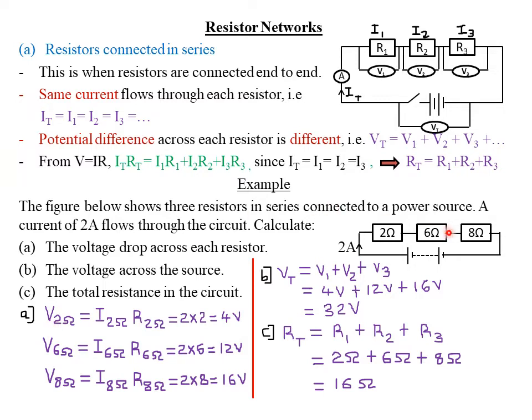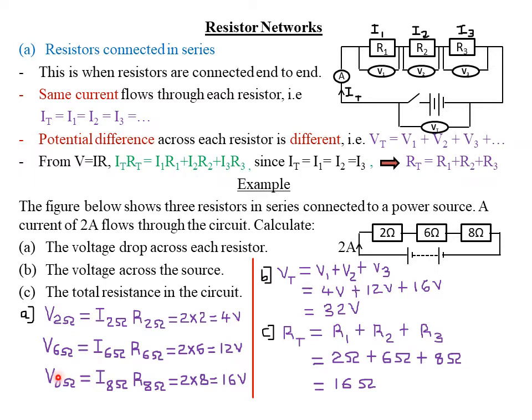Next, we move to voltage across the 6 ohm resistor. The same formula, voltage V is equal to IR. Therefore, voltage through the 6 ohm resistor, we simply take the product of the current through the 6 ohm resistor and the resistance through the 6 ohm resistor. Because again this is series connection, I total is equal to I1, I2 plus I3. So the current through the 6 ohm resistor again is also 2 amperes. Therefore, we take the current, which is 2 amperes, times the resistance through the 6 ohm resistor, which is 6 ohms. Therefore, 2 times 6, you'll obtain 12 volts.